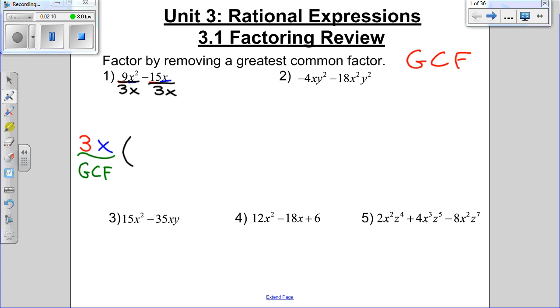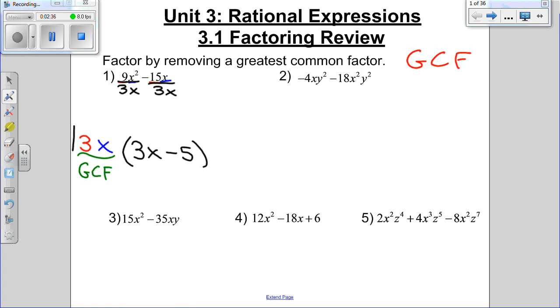I'm going to go 9 divided by 3 is 3. X squared divided by x is x. So the first term divides to just become 3x. The second term is going to become negative 15 divided by 3 would be negative 5. X divided by x, they cancel each other out, right? They would just be 1. We don't need to write like 1.